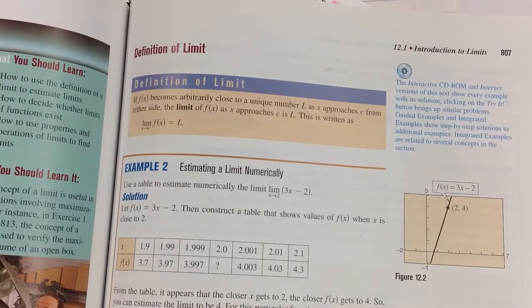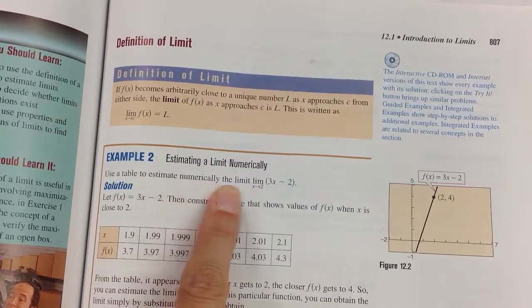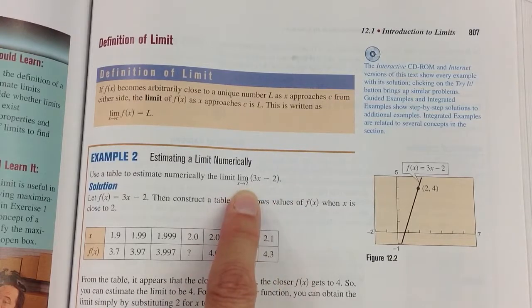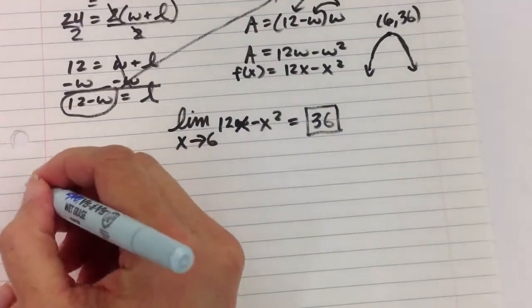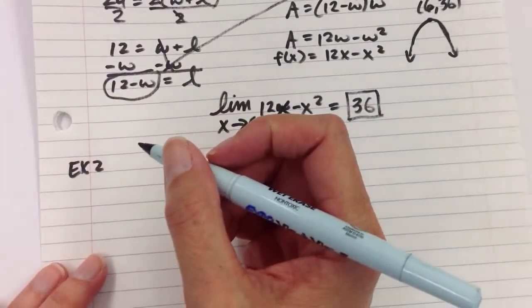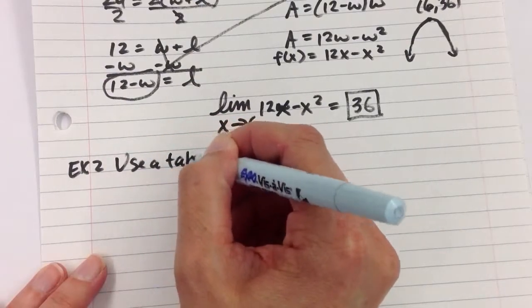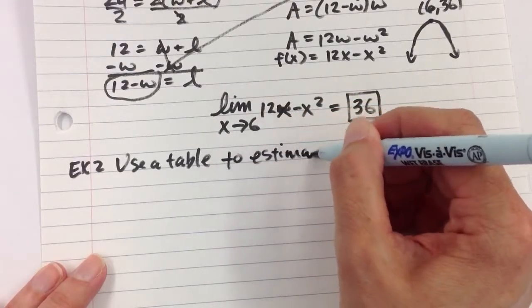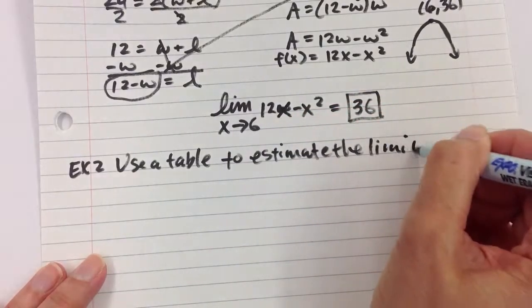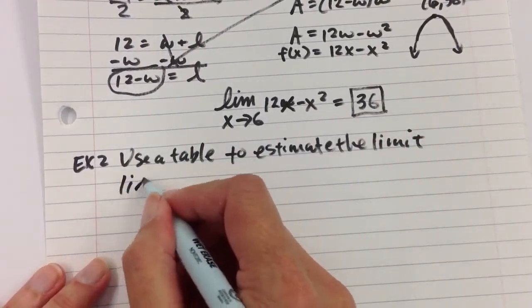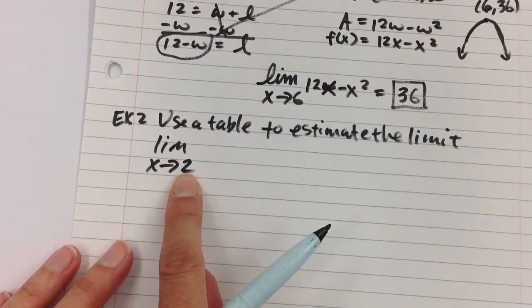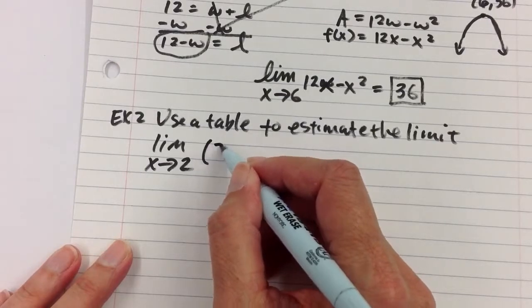Example 2. Let's do another example. We're going to use a table to estimate numerically the limit of 3x minus 2 as x approaches 2. Let's write that out first. Example 2 says use a table to estimate the limit as x approaches 2 of 3x minus 2. They can change this number to whatever number they want.